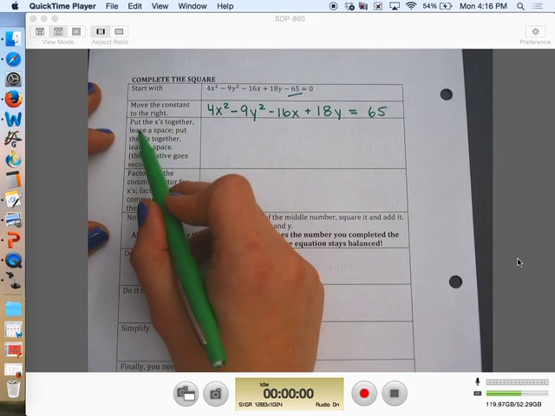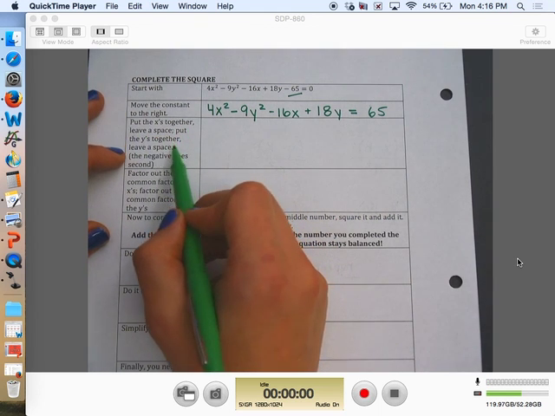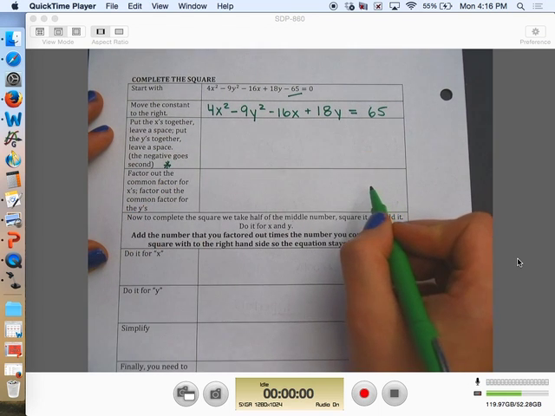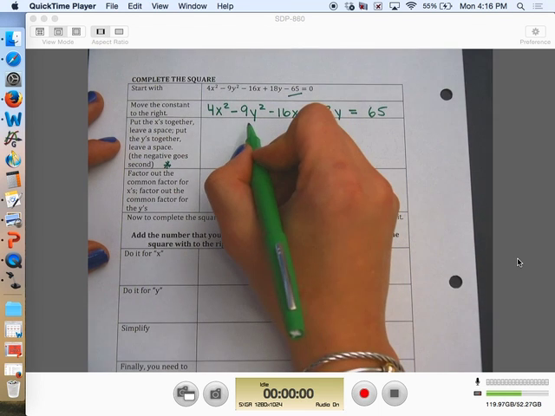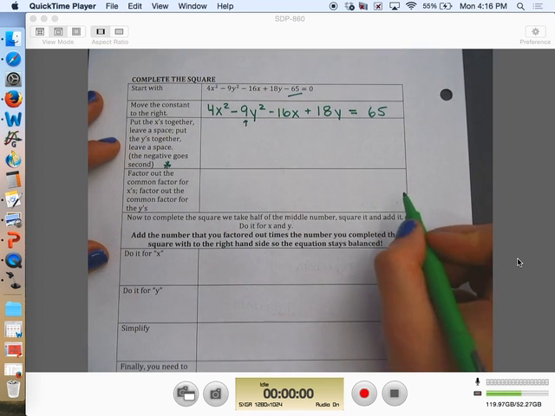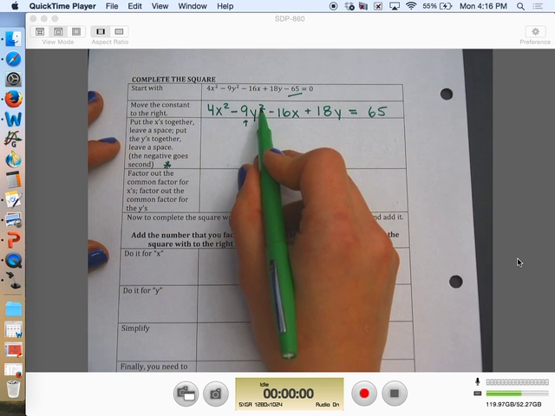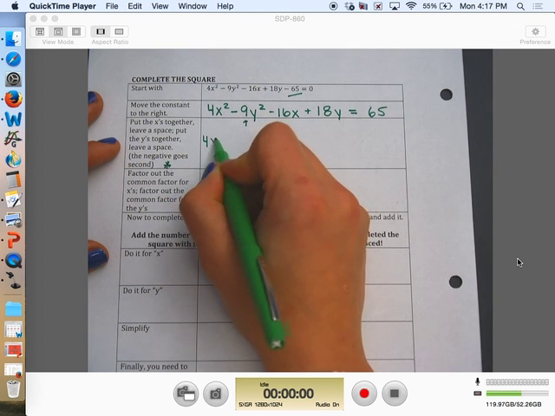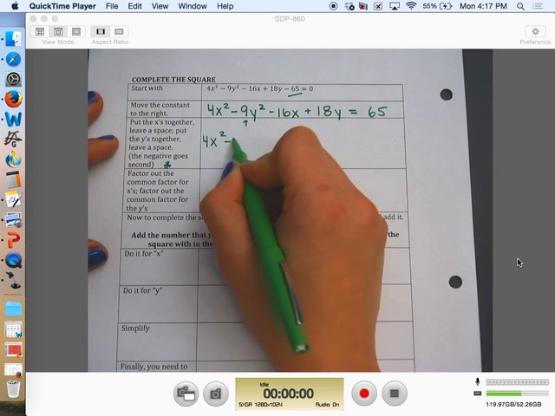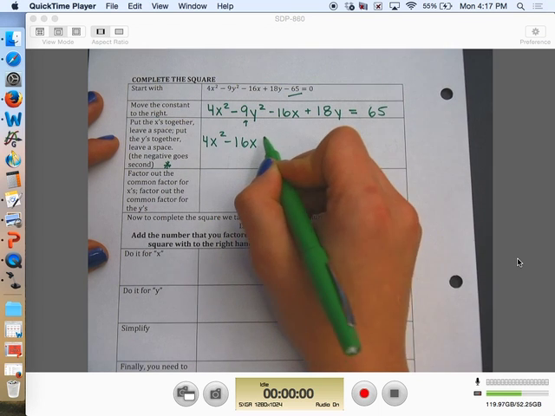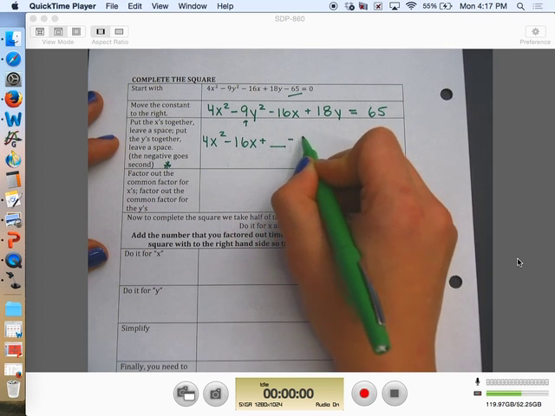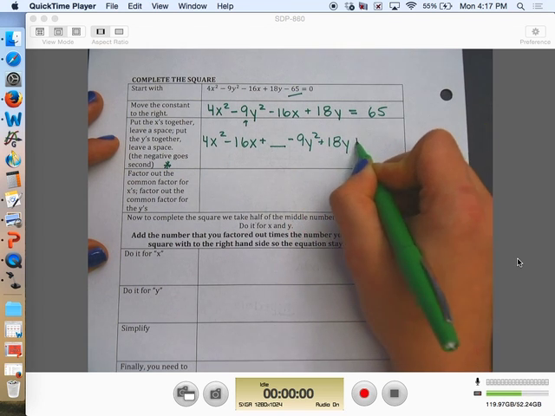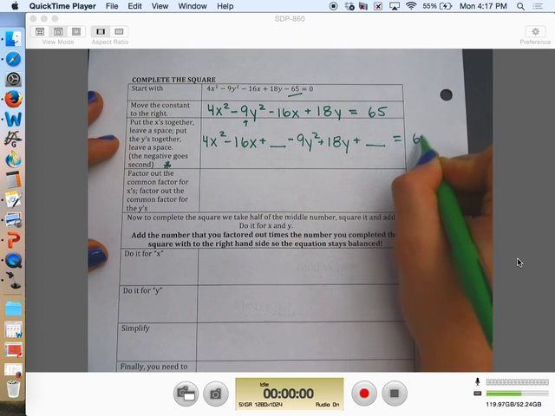My next step asks me to put the x's together and leave a space, put the y's together and leave a space. Make note that your negative variable will always go second. In this case, -9y squared is my negative, so I'll put my x's first and my y's second. 4x squared minus 16x plus space, minus 9y squared plus 18y plus space is equal to 65.